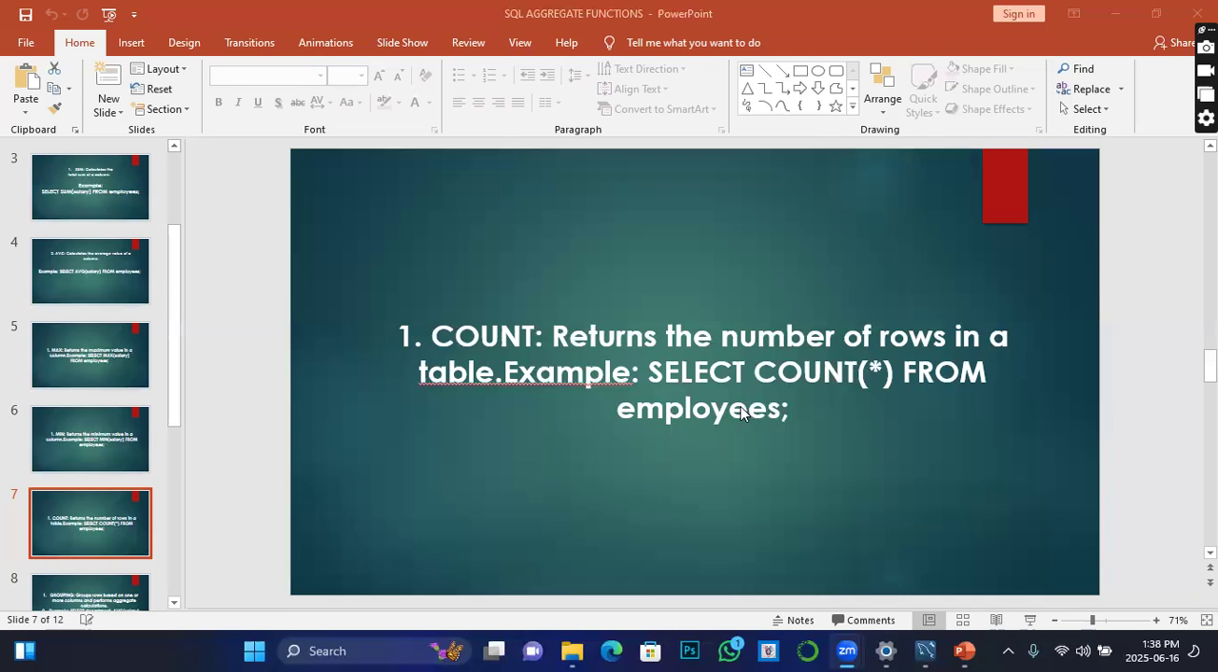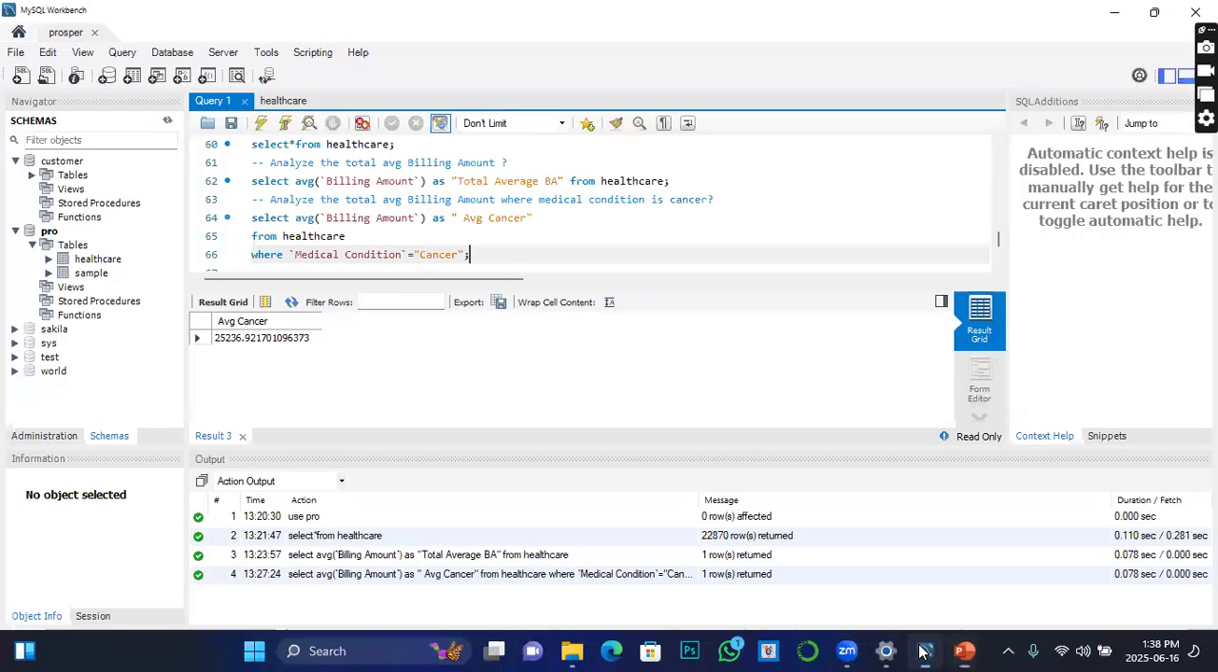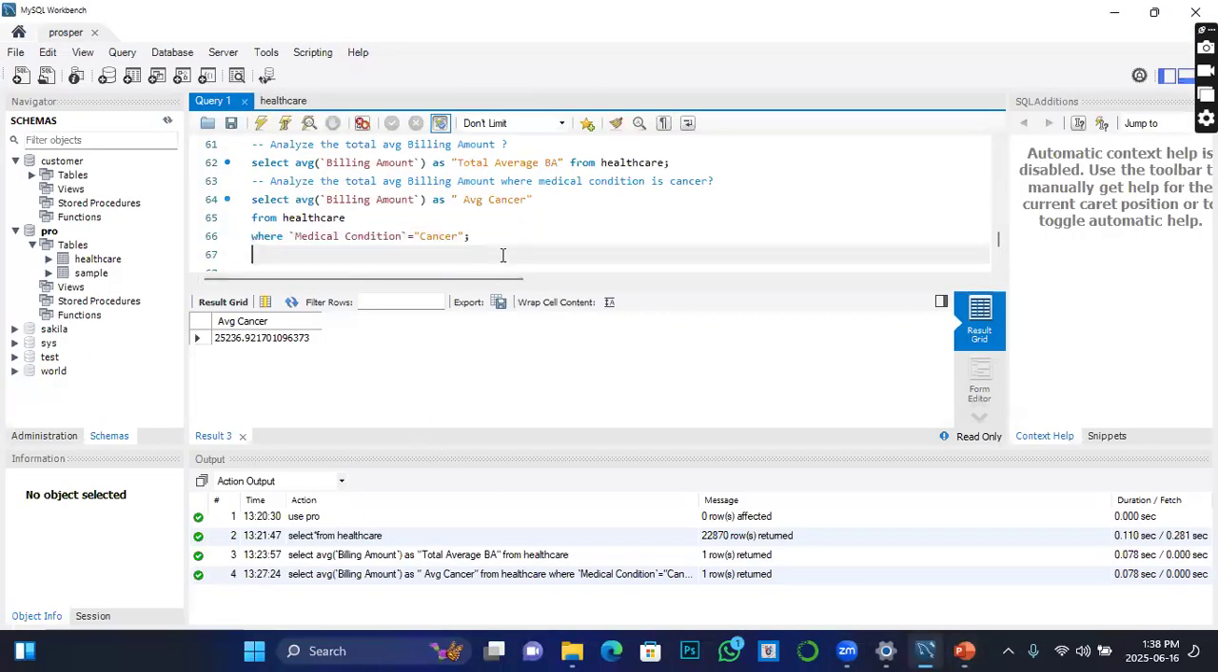Okay, now let's look at the syntax. The syntax is a bit different. Look at it. This syntax, where you put only an asterisk inside it, means all. Okay, good. So now let's go to our data and write an analysis question with this.